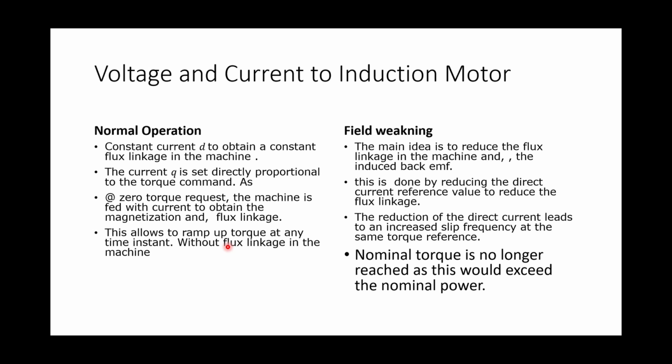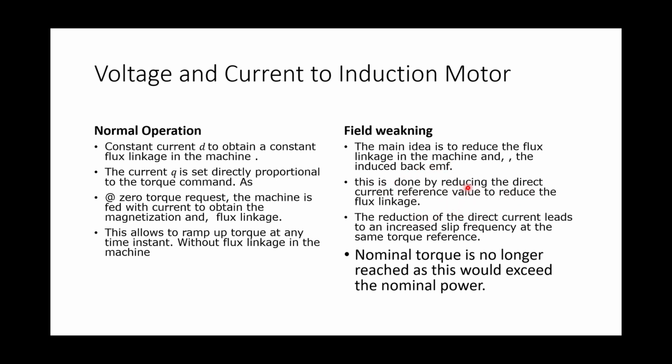The field weakening, this is a very important idea. What is the main idea of how you do the field weakening? In the field weakening mode, we reduce the flux linkage in the machine and the induced back EMF as well. So using this kind of control, it is very easy to reduce the direct current reference. We can have individual control of the D and Q axis, very easy for us to reduce the D or the Q, whichever is required.